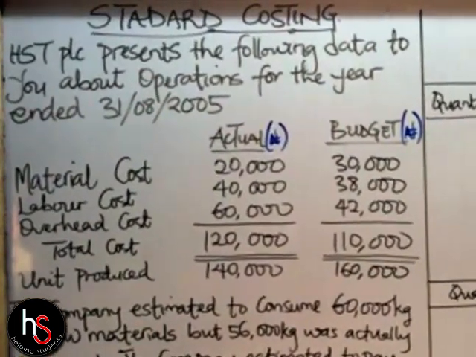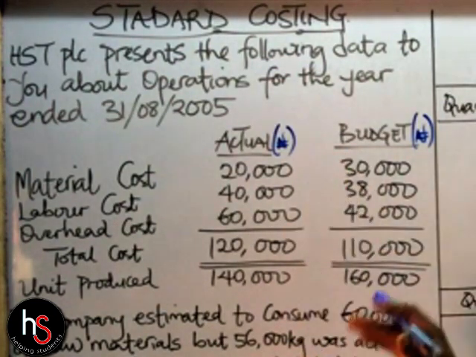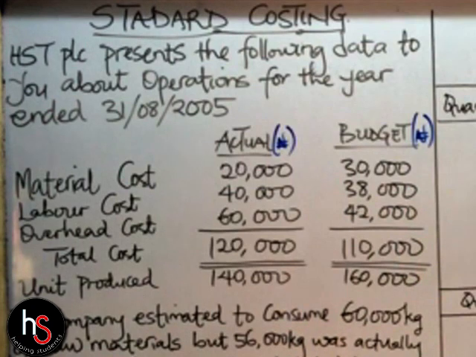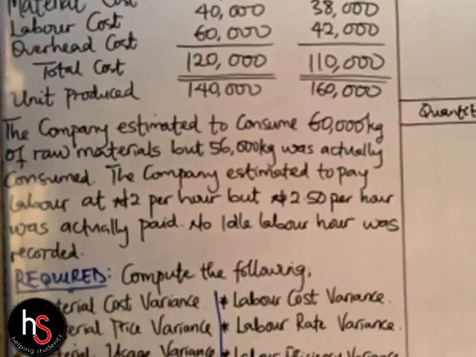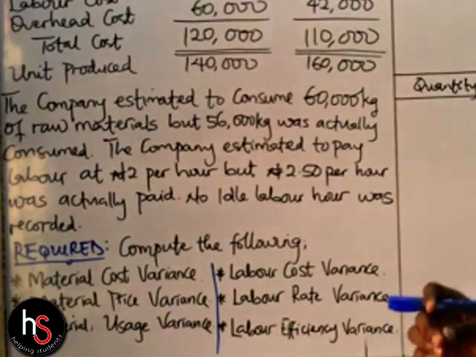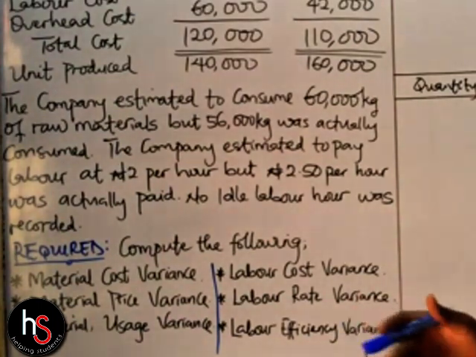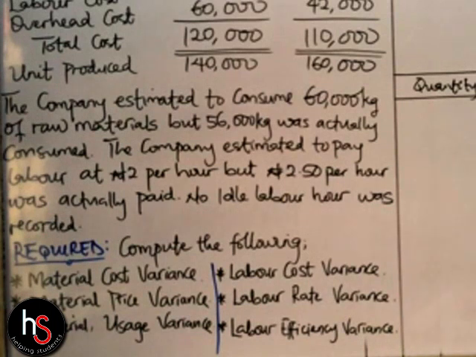So, HST PLC presents the following data to you about operations for the year ended 31st August 2005. We have the actual cost and the budgeted cost. So this is the material cost, labor cost, and overhead cost. We have the grand total and the units produced. The company estimated to consume 60,000 kilograms of raw materials, but 56,000 kilograms was actually consumed. The company estimated to pay labor at 2 naira per hour, but 2 naira 50 kobo per hour was actually paid. No idle labor hour was recorded.